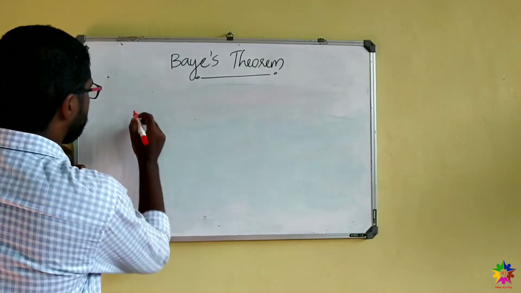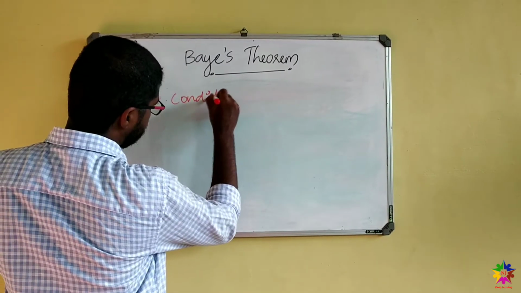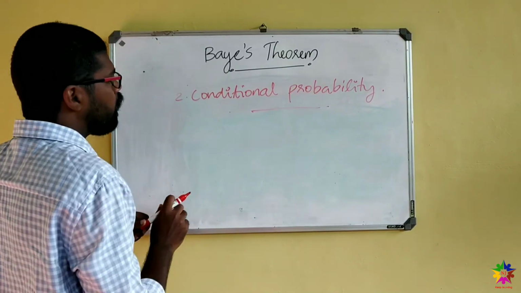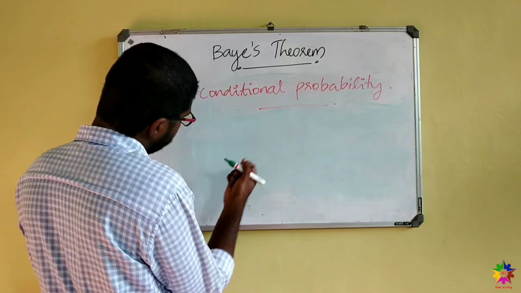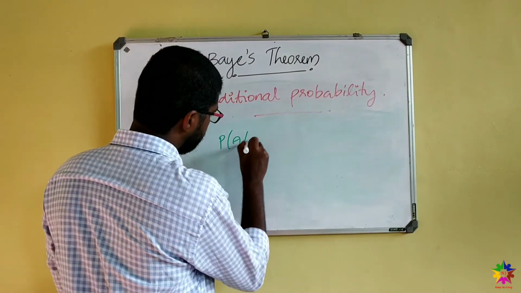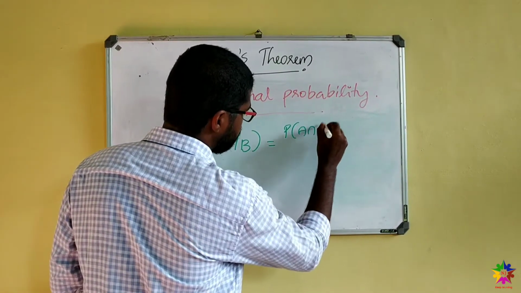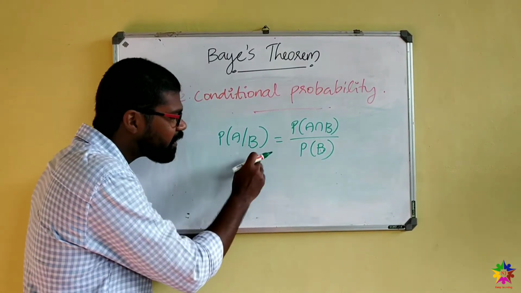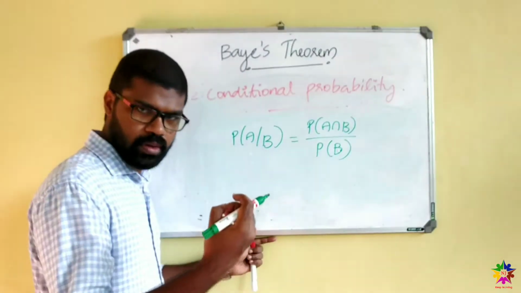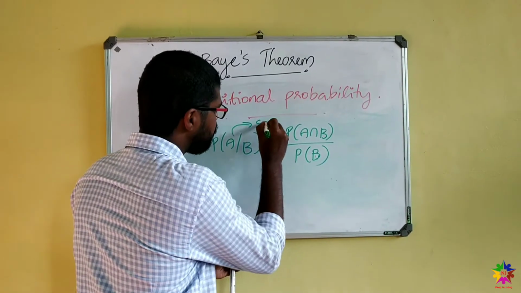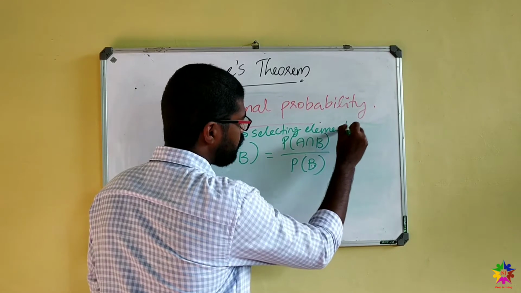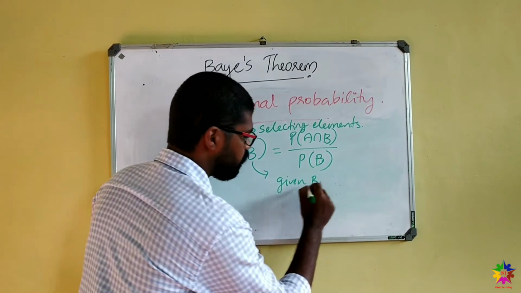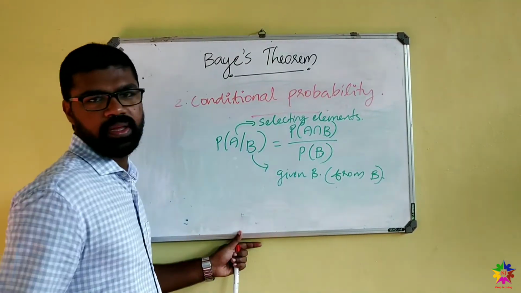Second one is conditional probability. In conditional probability, we can find it by logic, or we have an equation, that is, probability of A given B is equal to probability of A intersection B divided by probability of B. That means, what is the probability of A given that event B has already occurred, or selecting elements, that is A, from B, given B. And this is conditional probability.